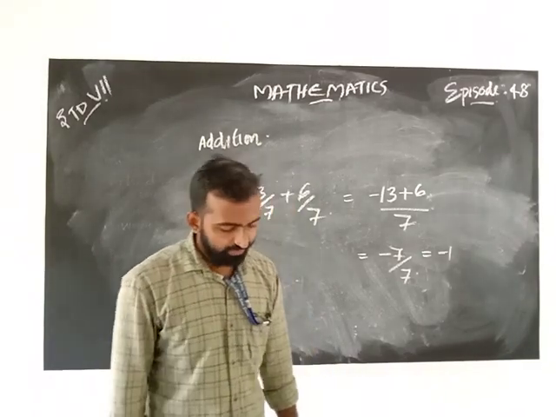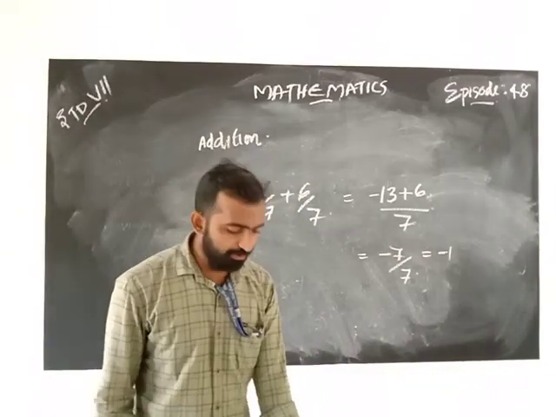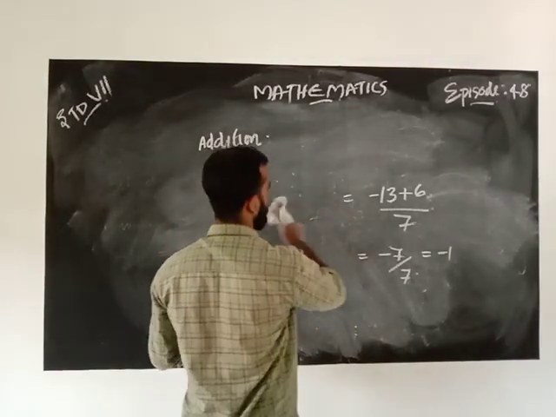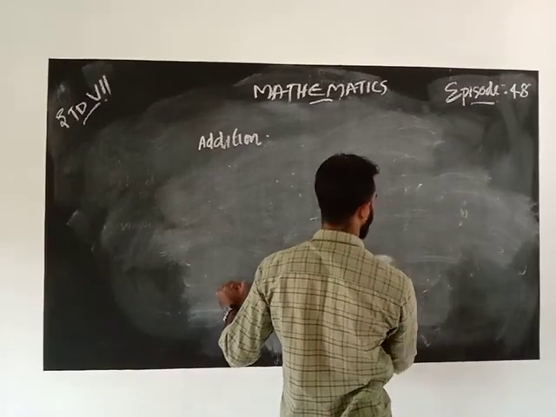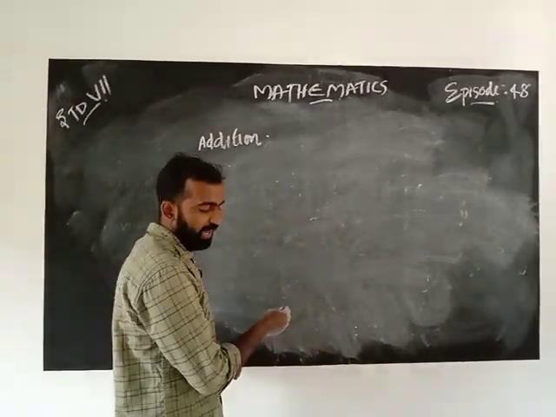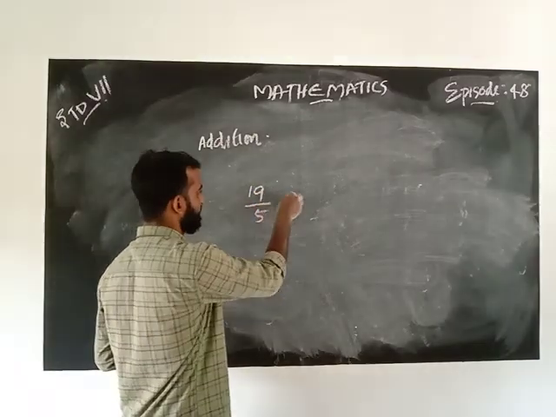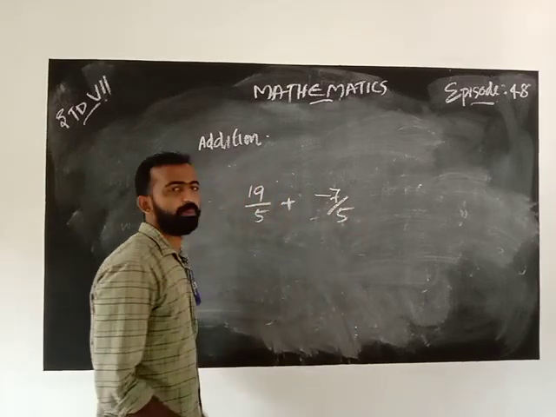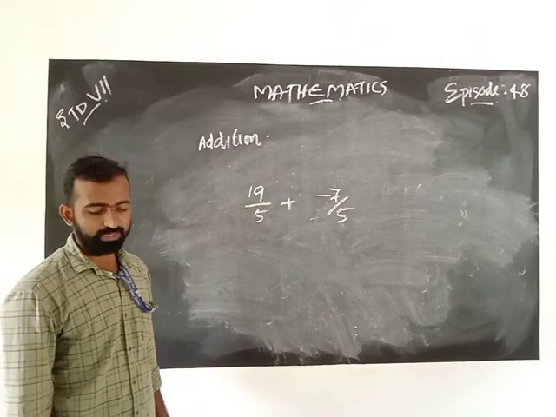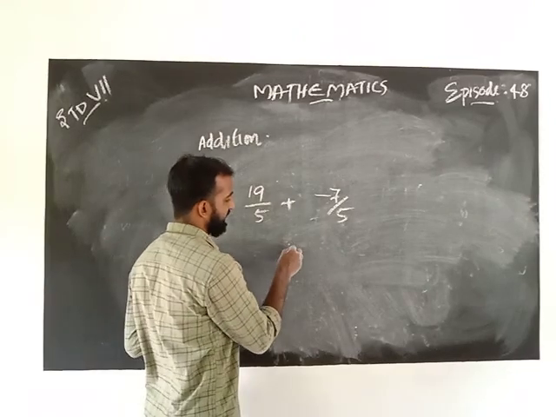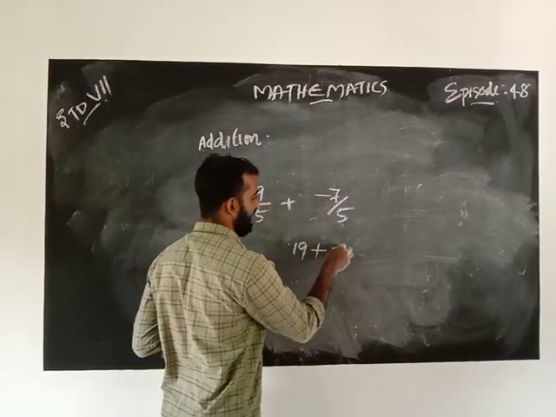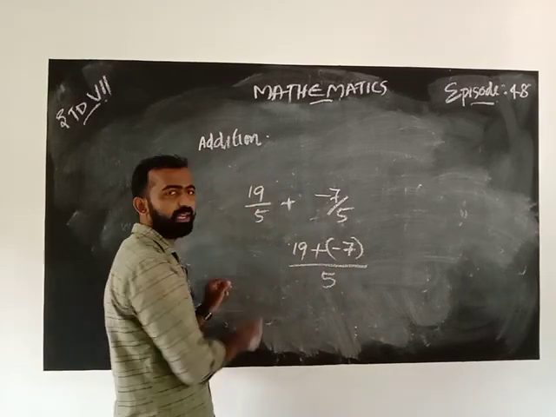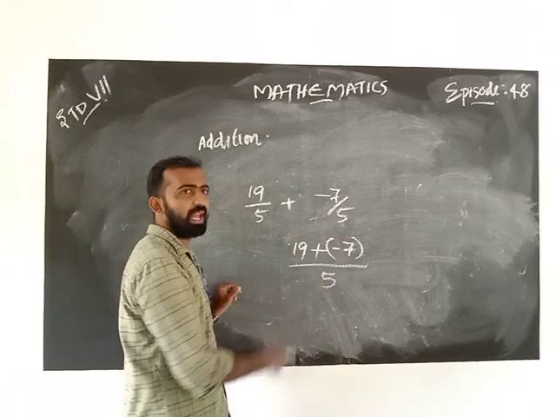And the next one is 19 by 5 plus negative 7 by 5. We get the answer as 19 plus negative 7, all divided by 5. The denominators are the same, so we can write it like this.